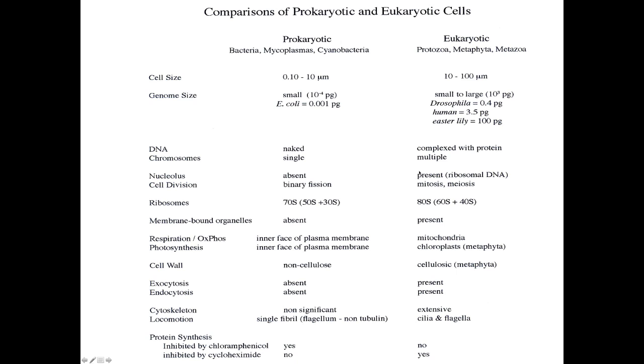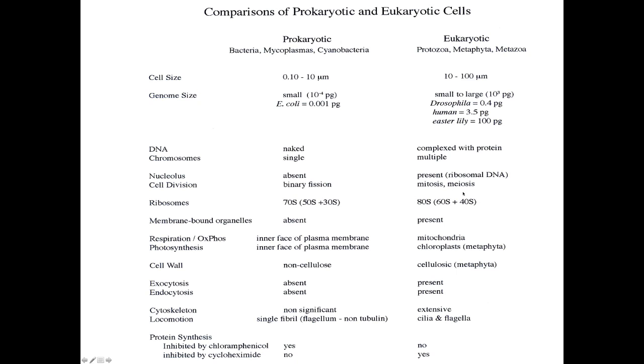Eukaryotic cells have nucleoli which contain the ribosomal DNA. Prokaryotic cells do not have nucleoli. They obviously do have ribosomal DNA sequences. Prokaryotic cells, as we said, divide by binary fission. Eukaryotic cells divide by mitosis, and meiosis, the special form of division necessary for gamete production.